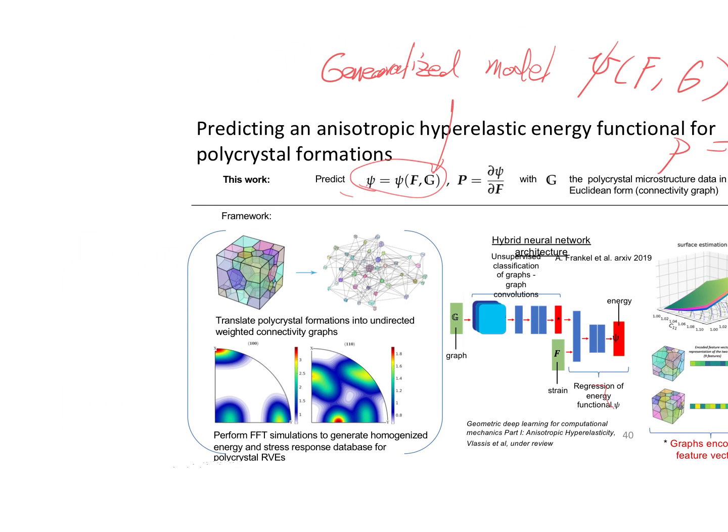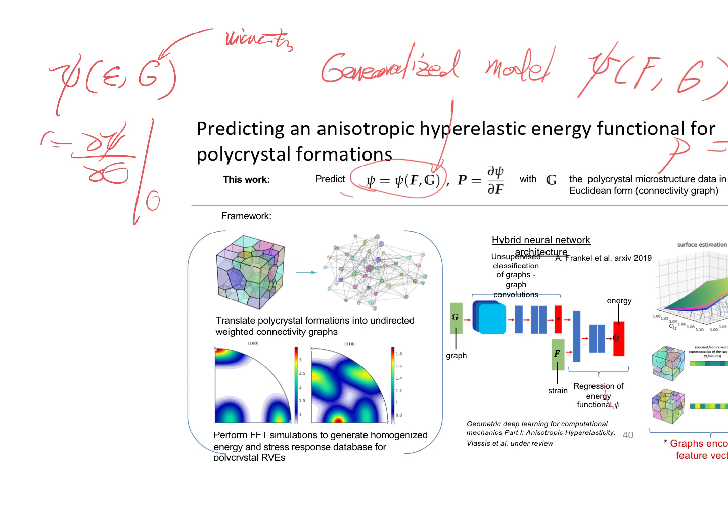Or in small deformations, I would write an energy functional that, given the strain and the graph, could be the energy, and if I change the microstructure, I will get a different energy functional. Okay, so that's the key idea. If I take the partial derivative of it, fixing the microstructure, I will get a particular stress for that particular energy functional, for that particular microstructure. Is that clear?